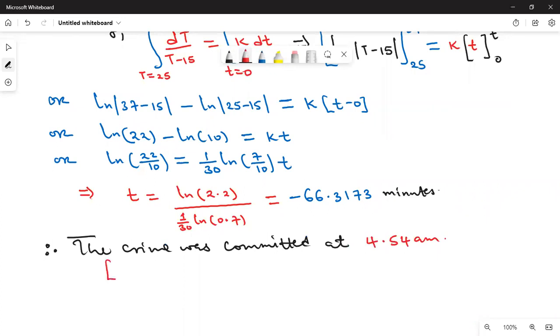That is the same as 66.3173 minutes before 6 a.m. You see, this victim was discovered at 6. So we wanted to know when this crime was committed. So this is all about anything to do with the cooling of a substance.